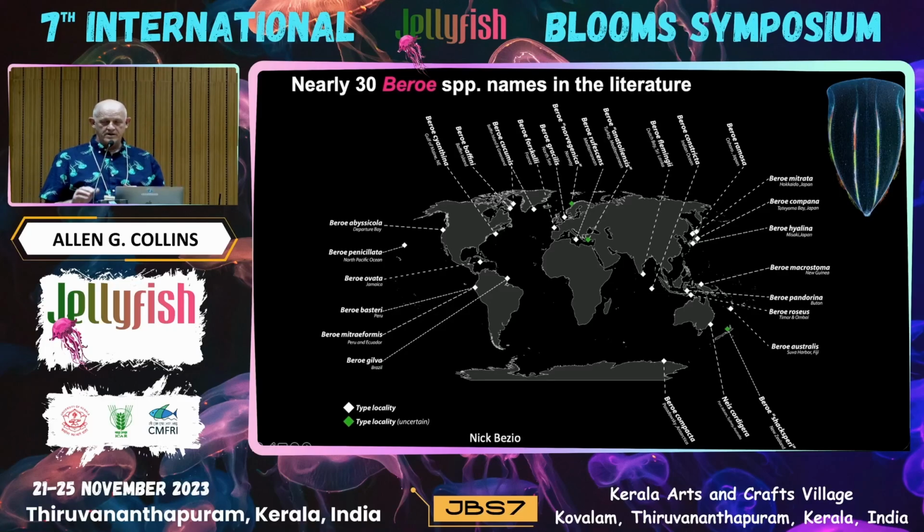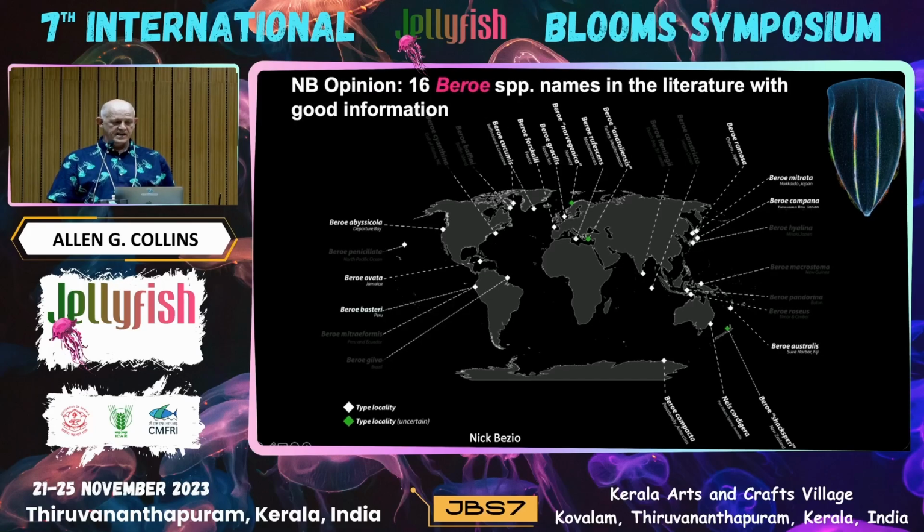So in the beroid literature, Nick's been going into the literature and looking at all the different names that have been suggested for different beroid species, and he's accumulated about 300 different species descriptions. And then his assessment, after looking at obvious synonyms or taxa for which the description is too low quality to make anything with, so species inquirendae, leaves about 16 different beroid names.